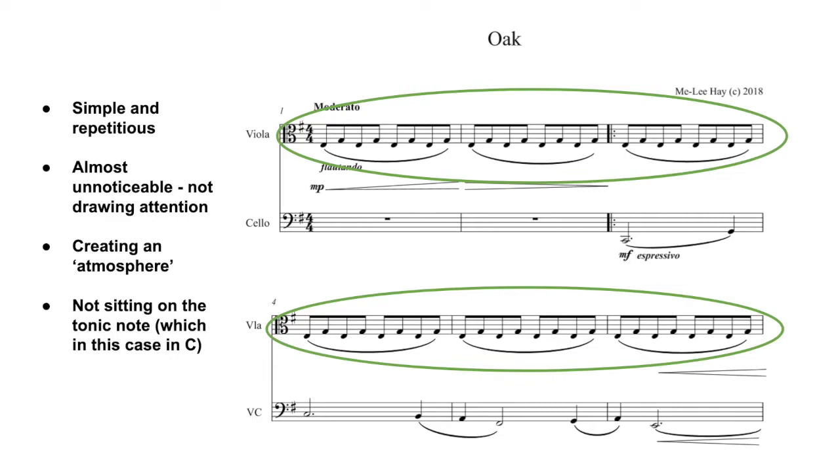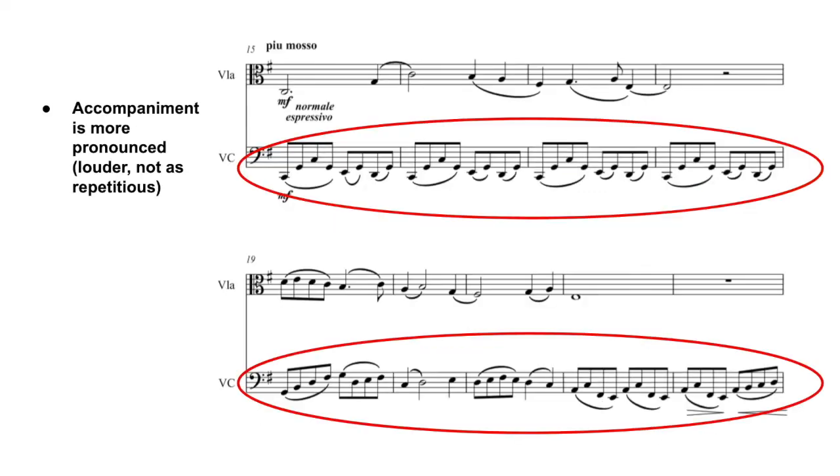If we then look at the second time that the melody is played through, this time it's being played by the viola and the cello is playing the accompaniment, it is much more pronounced, the accompaniment itself. So it's very much louder. It was pianissimo at the beginning, and now it's a lot louder. It's also not as repetitious. It has movement now.